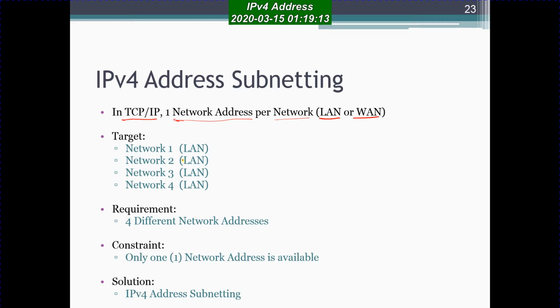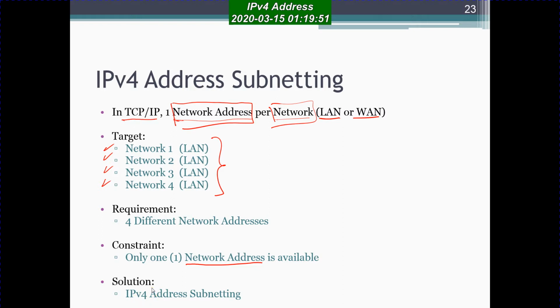Now the target is to build 4 different networks: network 1, network 2, network 3, network 4. For this it's required to have 4 different network addresses. As we said, we need 1 network address per network, so we need 4 different network addresses, but we have a constraint: we have only 1 network address available. So what should we do? We have 1 network address available to build these 4 different LANs. The solution consists of using the subnetting technique, or subnetting the IP version 4 address.